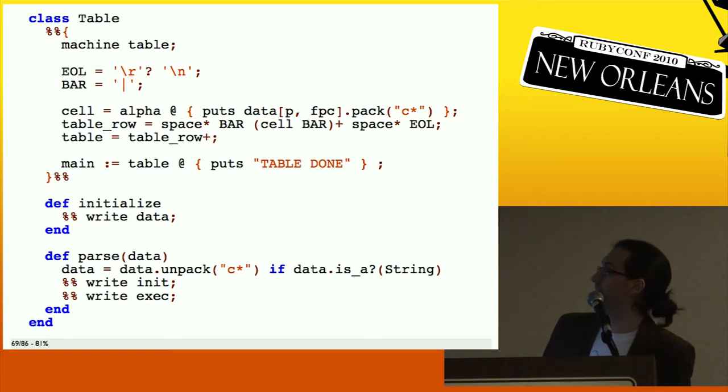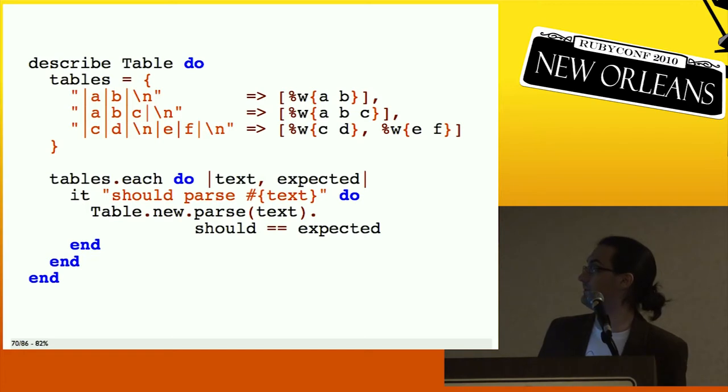And then we've got some tests right here. So, describe table. These are normal tables, the kind that you would see in Gherkin. And then for each of those, we say, okay, we're going to make a new table, we're going to parse it, and we're going to hope that it looks like what we expected. So we're going to tokenize it this way.